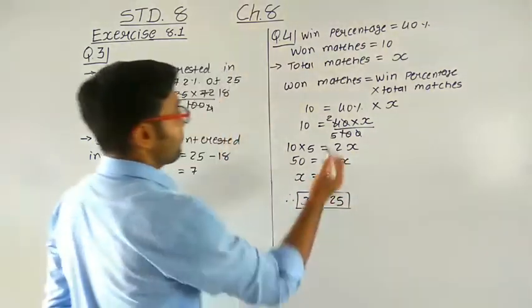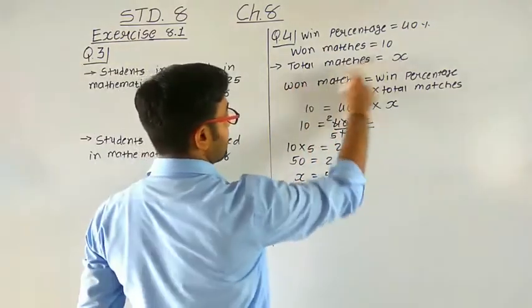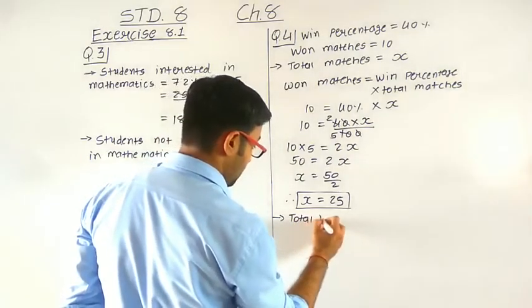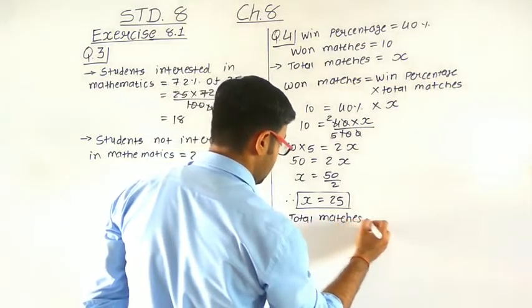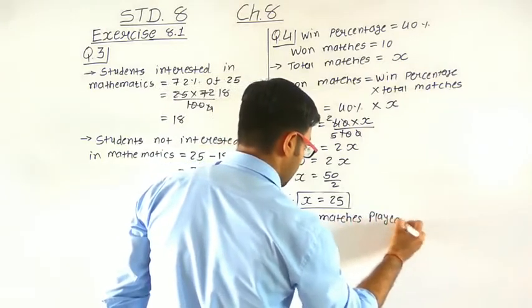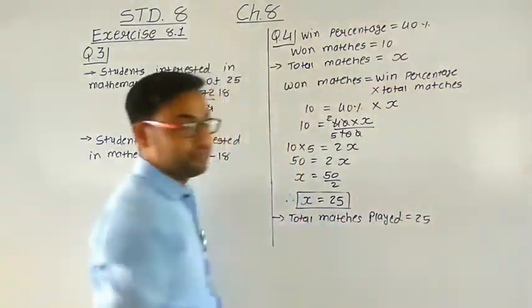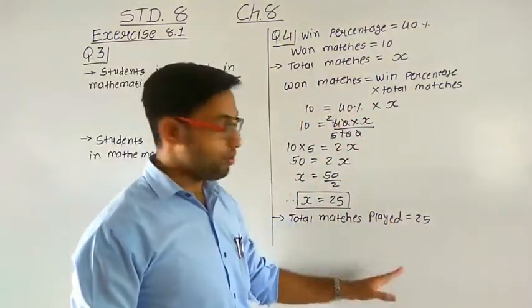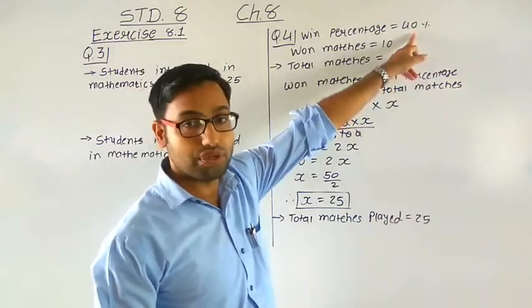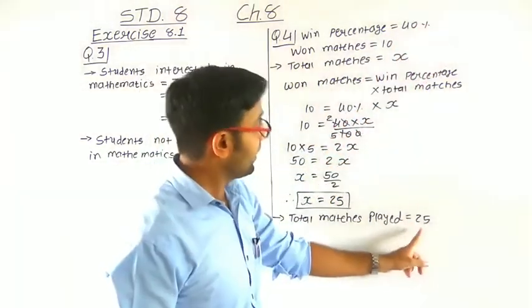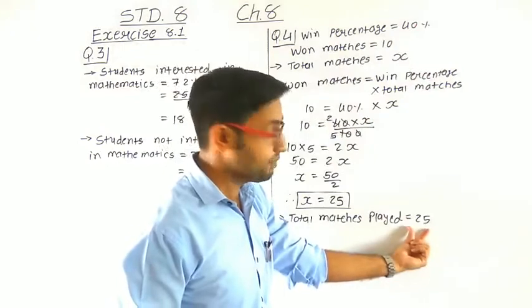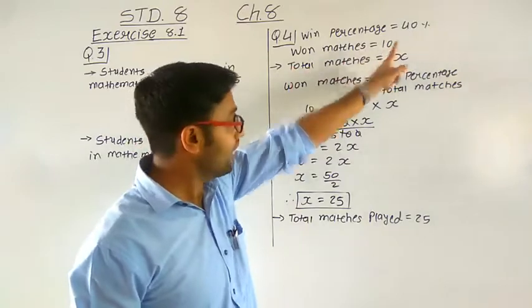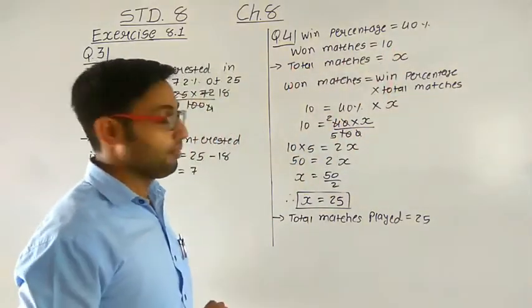And see, what did we suppose as X? We suppose X as the total matches. So we can write down that total matches played is equal to 25. So there is a team who played 25 matches. Out of that, they won 40% of the total matches. That is, if we find out the 40% of this 25, we get the number of matches won, and that is equal to 10. Okay? So in this way, we can solve the problem.